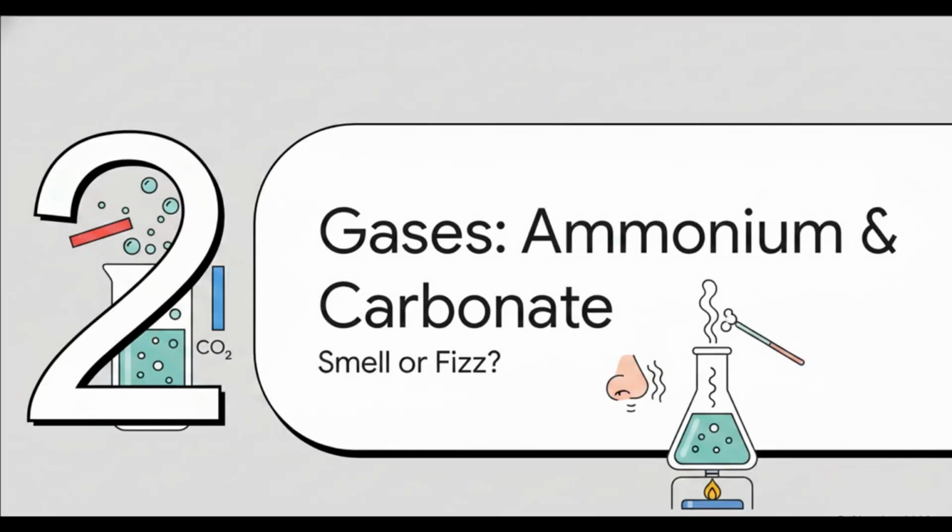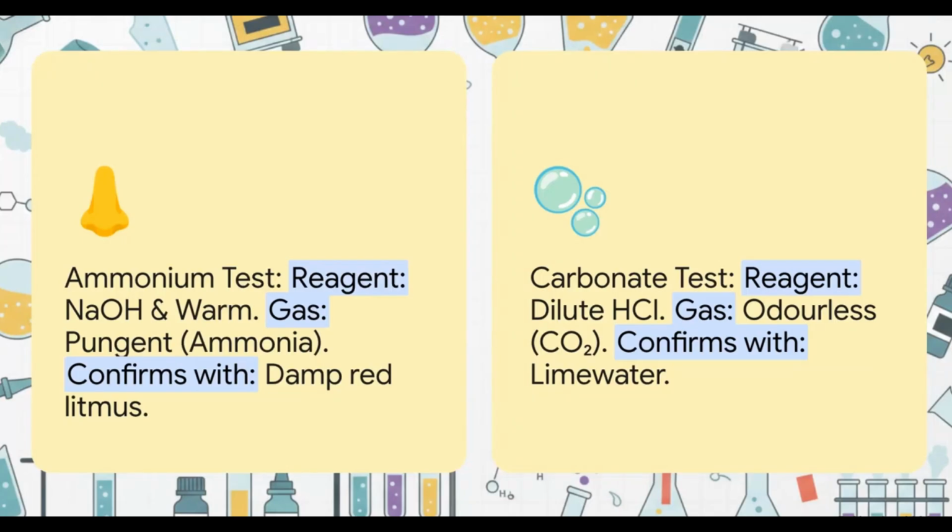The next tests rely on a totally different kind of clue: gas. We're going to be on the lookout for a very specific smell or some telltale fizzing. This is how we hunt for ammonium and carbonate ions. Okay, let's put these two tests head to head, because it's a great way to remember them.